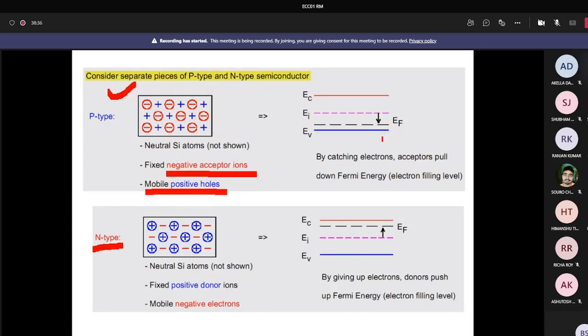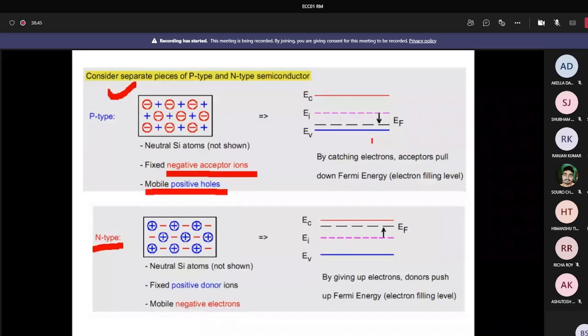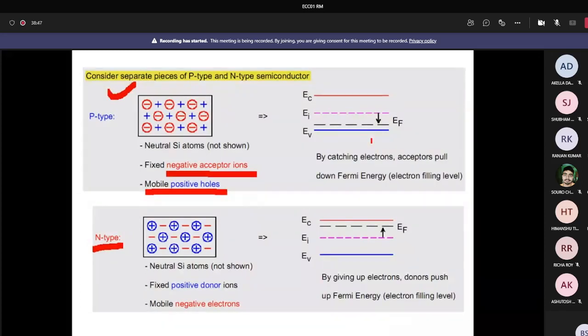Sir, what does fixed exactly mean? What is meant by that word fixed? Fixed means immobile, whereas the holes are moving, so they are the majority mobile charge carriers in p-type. These are the mobile charge carriers, and these are the immobile charge carriers. I will show, when the p-n junction forms, the role of the immobile ions.